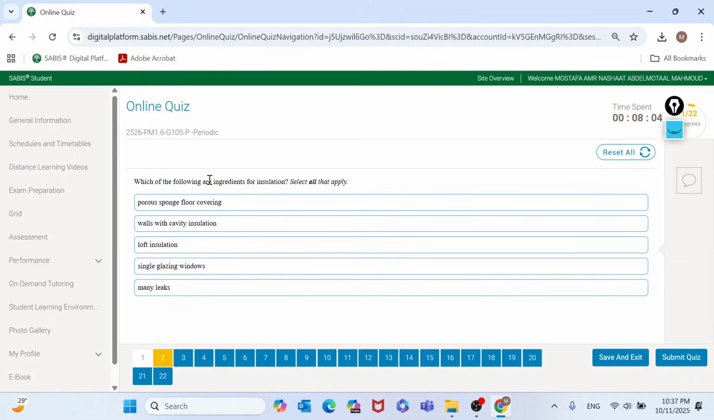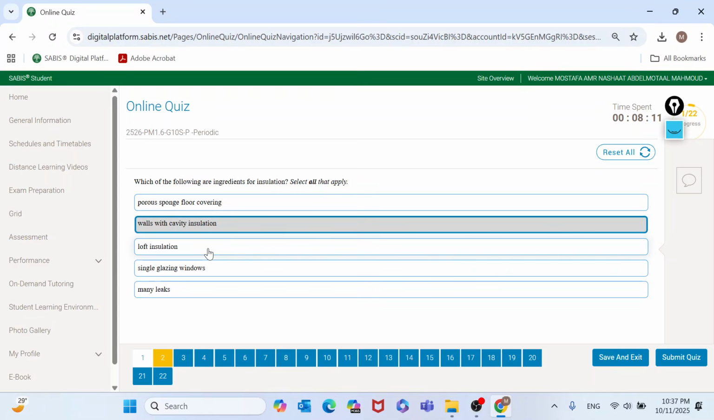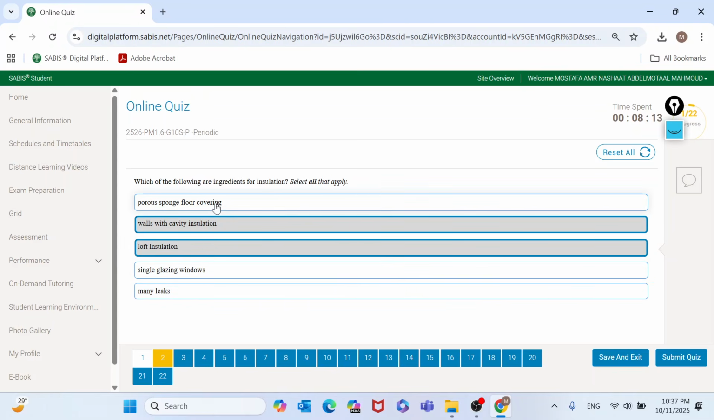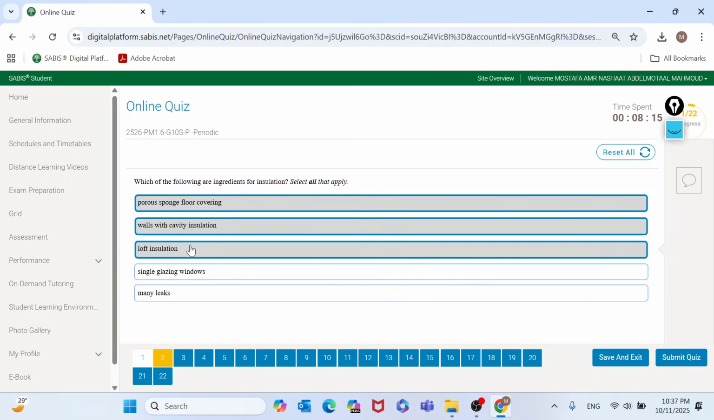Which of the following are ingredients for insulation? So here the answers are walls with cavity insulation, loft insulation, and porous sponge floor covering, single glazing windows, and many leaks. No. Okay, these three answers all rely on the same thing. Guys, look, air is the best insulator, but convection happens in air, which transfers heat.